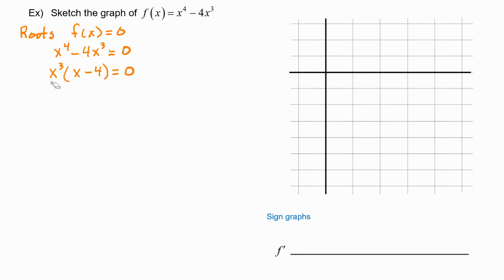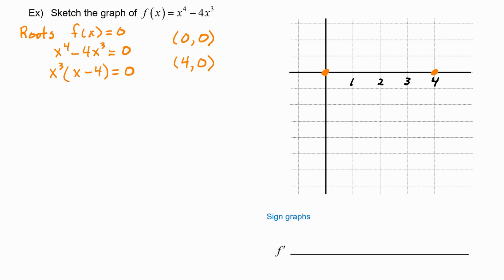And we can see we will have a root at x equals 0. And of course the y value is 0. That's what it means to be a root. We will also have a root at x equals 4. The y value is 0 there. So let's go ahead and put those on our graph. There's a root at (0, 0) and a root at (4, 0).